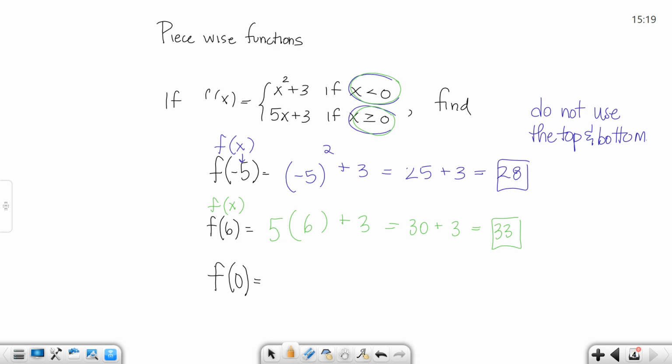Okay, so let's try 0. 0 is a little tricky. The top one says find all values that are less than 0. I'm sorry, you plug in the top one if your value is less than 0. You plug in the bottom one if your value is greater than or equal to 0. So since that one says equal to 0, that's the one you'll use. 5x plus 3. If you plug in 0, you get 0 plus 3. And so your answer would be 3.